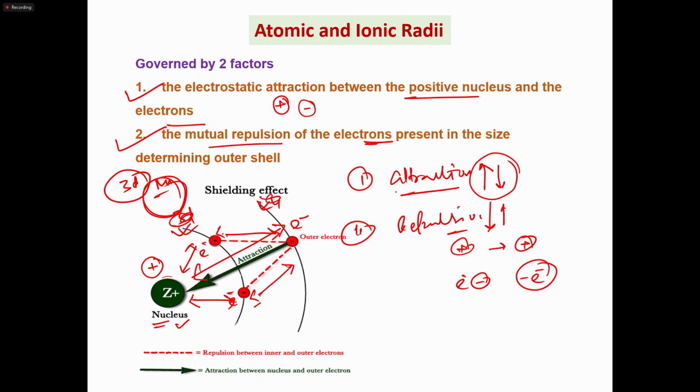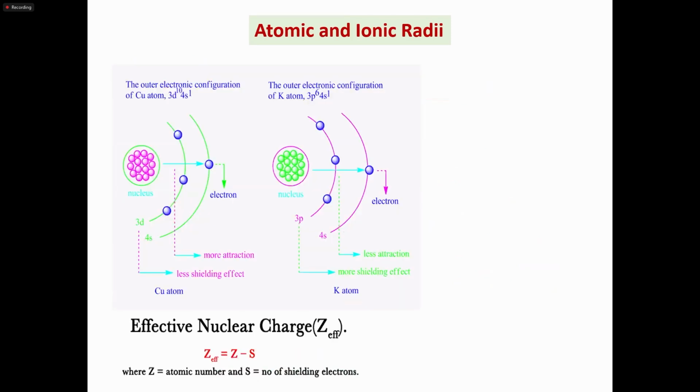So these two factors are actually more important for this 3D series, and those are the atomic radii and the ionic radii of the transition metal elements. To know how this factor is actually working in this case, here I will discuss what is actually happening.